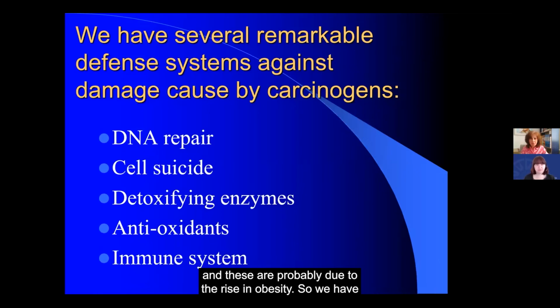So we have several remarkable defense systems against damage caused by carcinogens. So we have DNA repair. If our DNA is damaged, we have molecular pathways that can fix that damage. The thing is not to over bombard the system. The more damage you give, the more likely the DNA repair may miss one of these mistakes. We also have, as a defense, cell suicide. And I'll talk about one of those that you're probably very familiar with in a moment. We have detoxifying enzymes. You all heard about detox, right? Detoxifying enzymes help you to get rid of poisons, in this case, carcinogens. We also have antioxidants, and of course, the immune system.